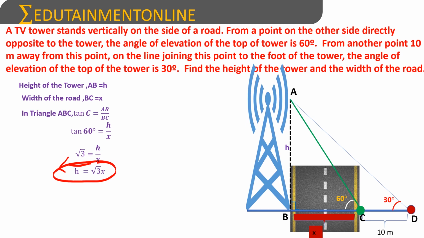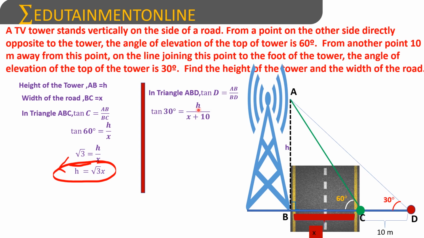Now in triangle ABD, with respect to this angle 30 degrees, AB is the opposite side and BD is the adjacent side. AB is h and BD is equal to BC plus CD, which is x plus 10. So we can write tan 30 degrees is equal to h by x plus 10. So in triangle ABD, tan D is equal to AB by BD. We know that the value of tan 30 degrees is 1 by root 3.